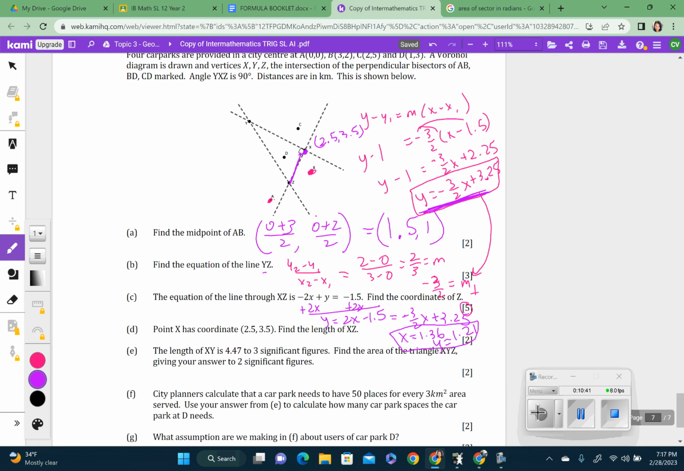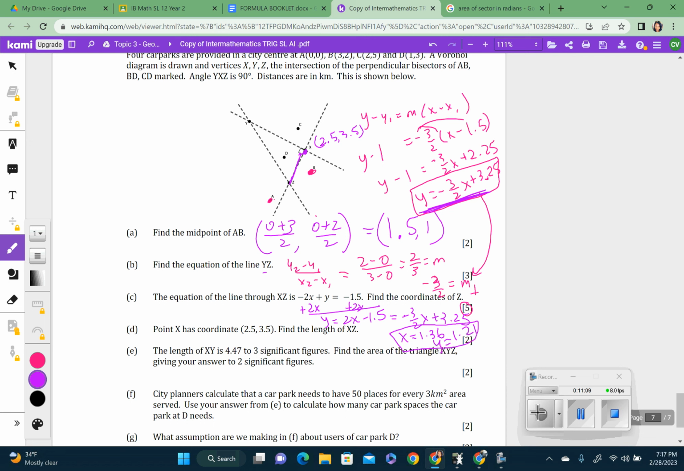So for us to be able to do that, we need something else, right? Let's look. We have this coordinate. Oh, we know what Z is, right? Z is right here. So we're looking to see the distance between those 2 points. We're looking to find the length of XZ. So we're going to find the distance.